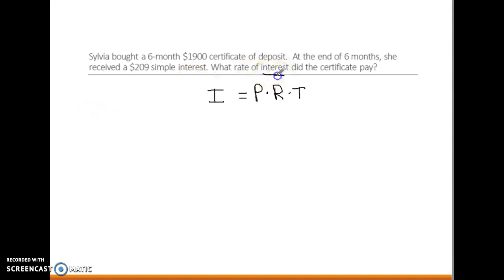So we're trying to find that interest rate. This is our R. We don't know the R value. Plugging in for I, money earned, she received 209. That's the amount of money earned. So 209 equals our principal, or the starting amount, right here, $1,900. We don't know the rate, so we're solving for R. And the time is 6 months.